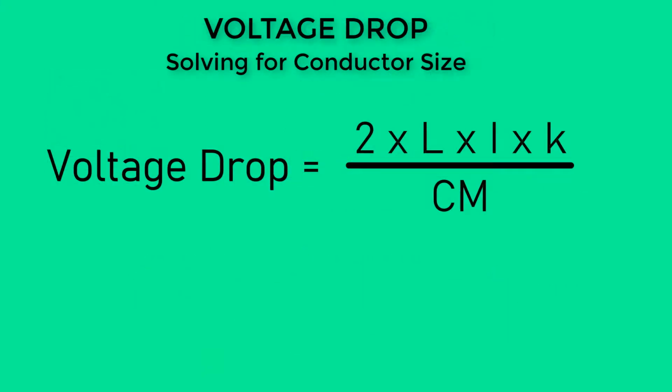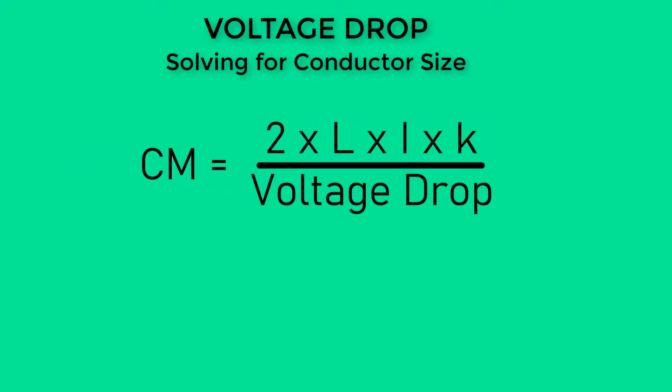A conductor size can be calculated using a specific voltage drop. Notice the change in the formula. A voltage drop value is used in the denominator of the formula to find a circular mill value of the conductor. The formula still requires the length of the conductor and the current of the load. Using this formula results in a circular mil value. The circular mil value is then referenced to a conductor size.